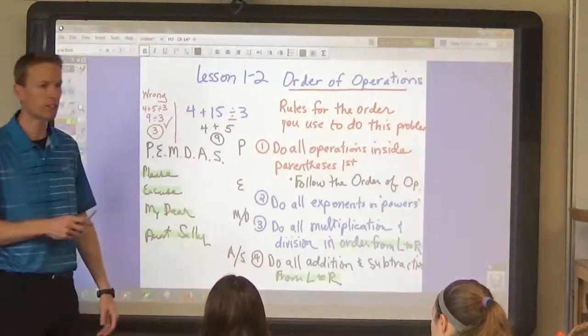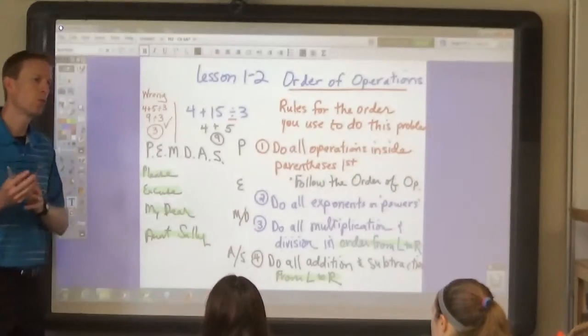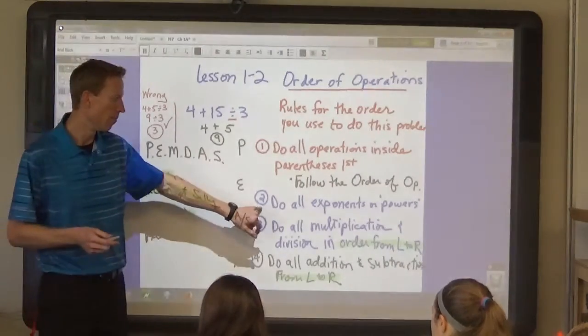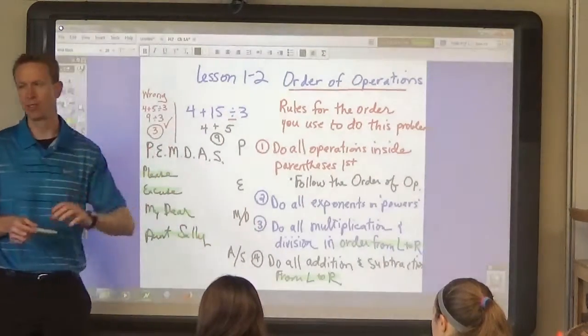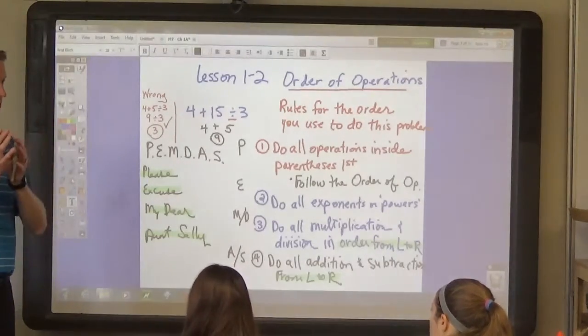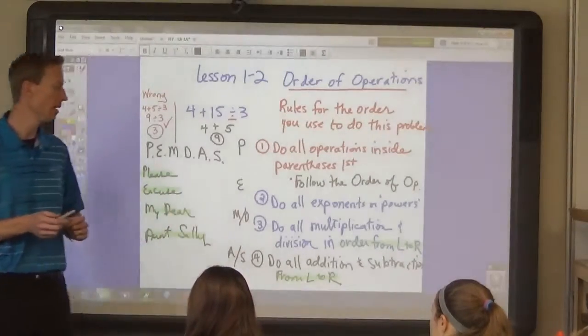We do all exponents and powers. So if you have 2 squared times 3, then you would do the squared first. You square the number first and then do times 3. Okay?